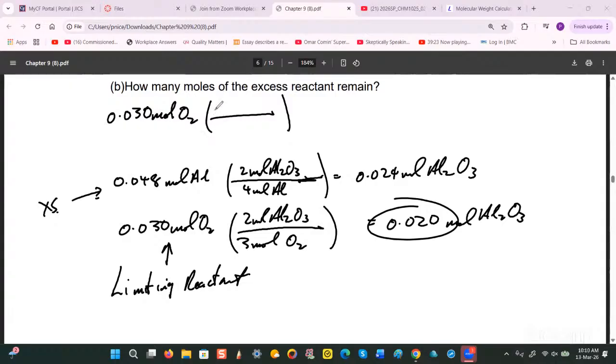Times what goes up top here? The 2 moles of aluminum? You sure about that? 4 moles. What's the mole ratio between the aluminum and the oxygen in the balanced equation given?